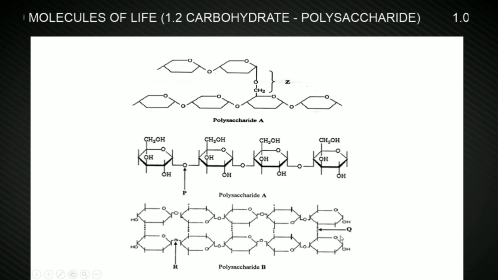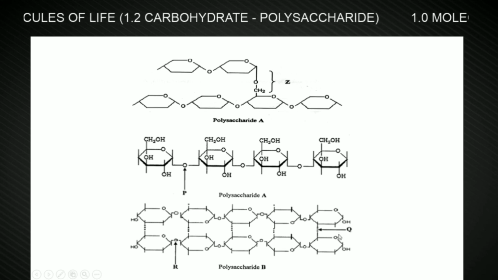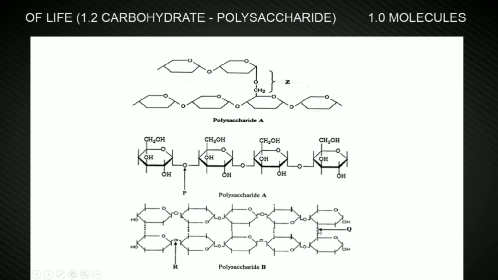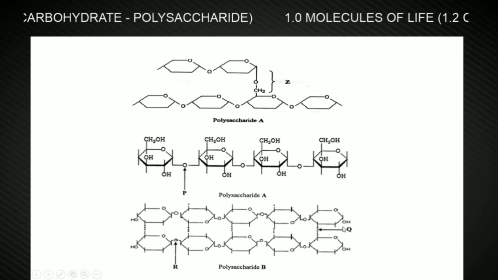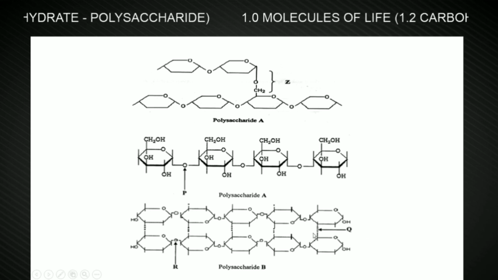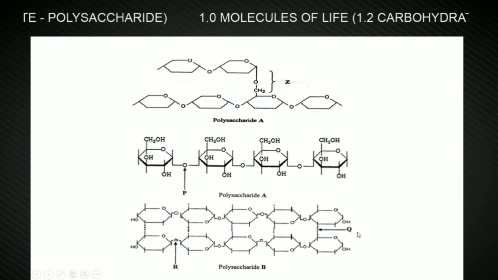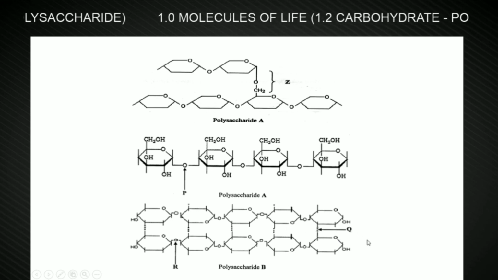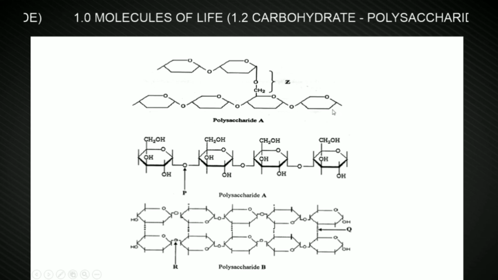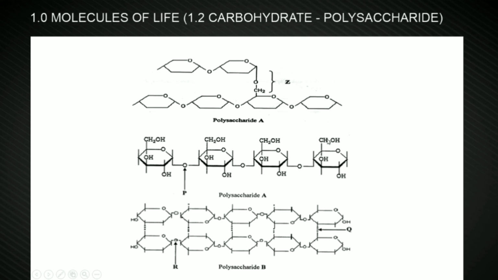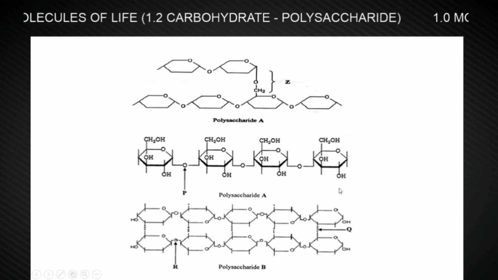So next, name bond Q. So you can see this. The bond Q is represented by a dotted line. So actually, bond Q is hydrogen bond. Okay, so hopefully you can identify the structure of amylose, amylopectin, glycogen, and cellulose.